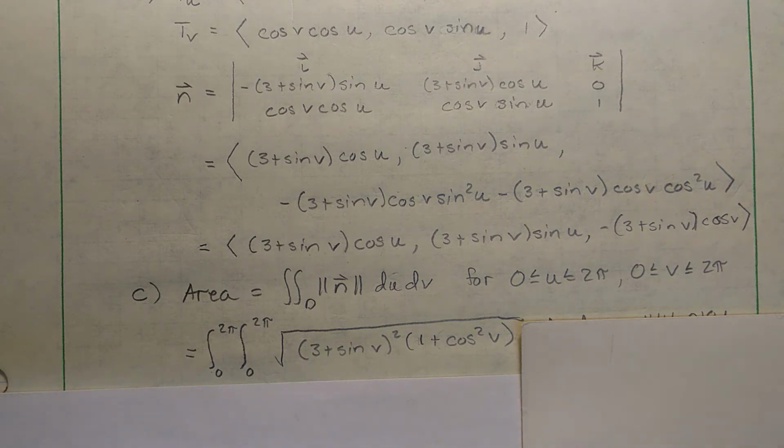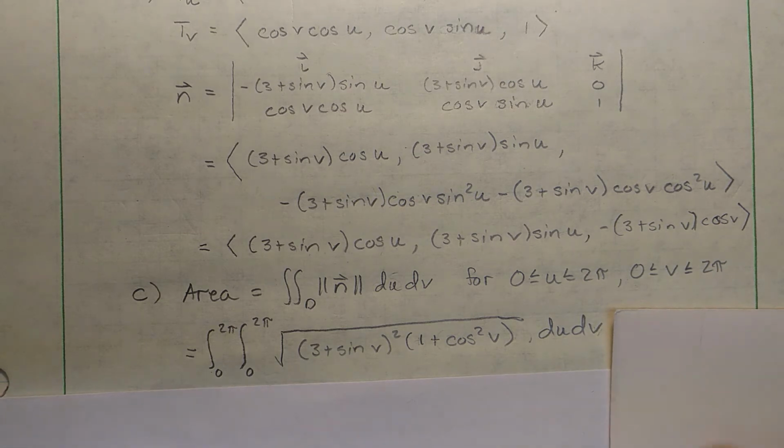If you have trouble seeing that, go ahead, stop the video, work it out. You can see that that's what you get. And then it's du dv. So at this point, it is a calculator problem. They don't expect us to try to integrate that. We're very thankful for that. So we simply plug it in. They do say to go out to 4 decimal places, so we'll abide by their request.